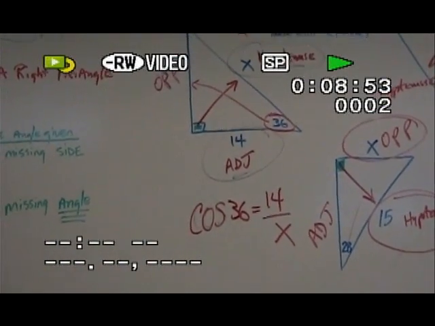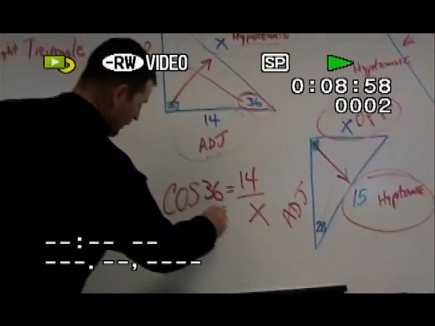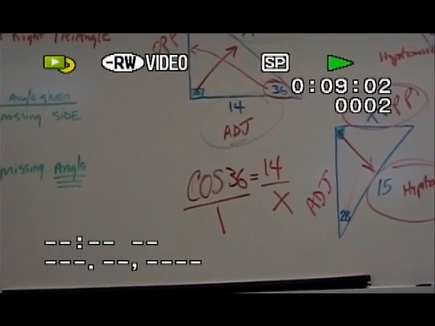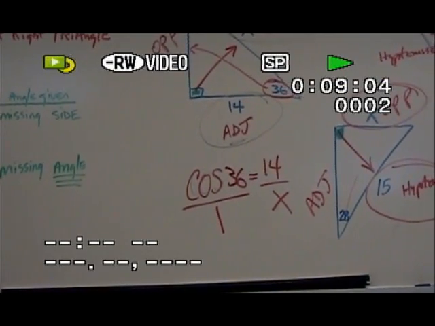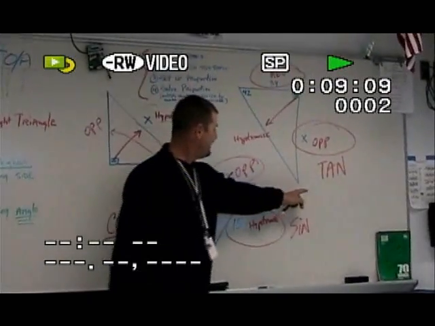Okay? When I set that up, here's how I make this a proportion. Every time I work a trig problem, I put that over 1. And now I've got a four-cornered proportion. All right, I'm going to go ahead and set the other proportions up before we solve. Let's set this one up.